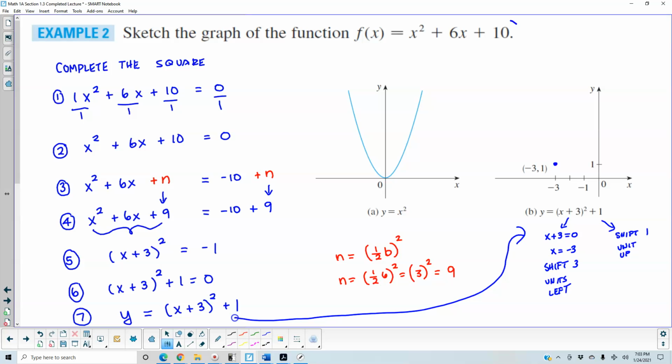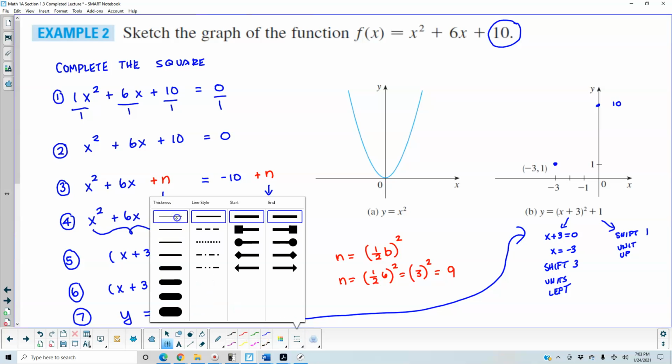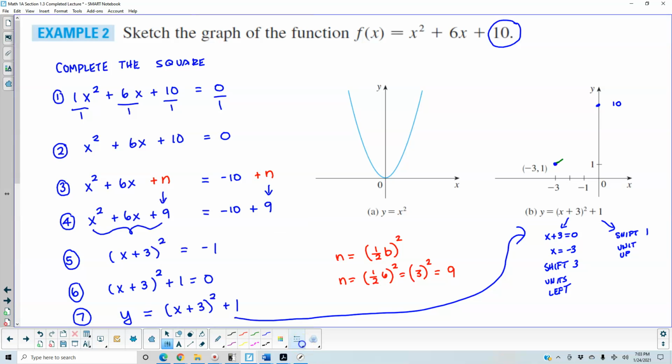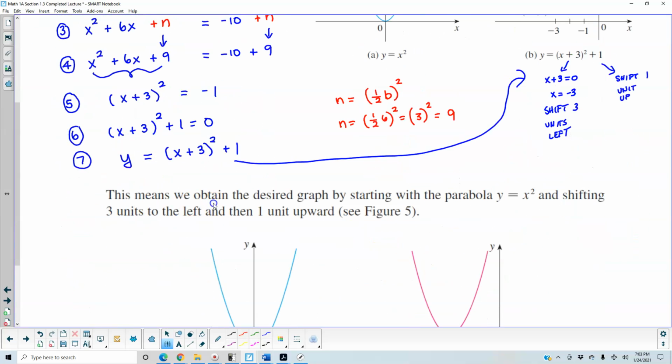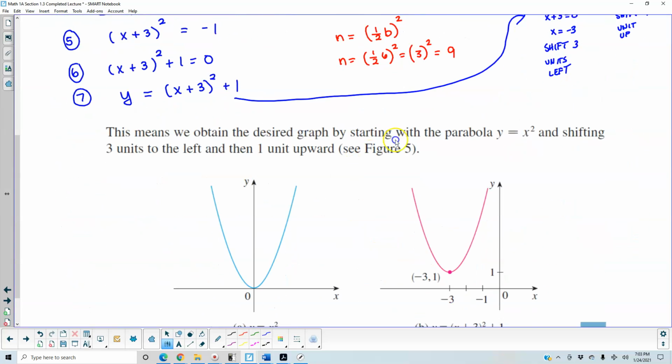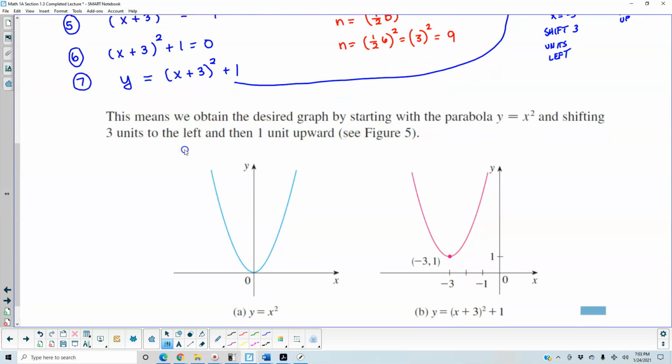So with this graph, we're going to shift here, and then we should see that this represents the y-intercept. So therefore, our graph looks like the following. So we shifted this up here and then there. So this means that we obtain the desired graph by starting with the parabola y equals x squared and then shifting 3 units to the left and then 1 unit upward.